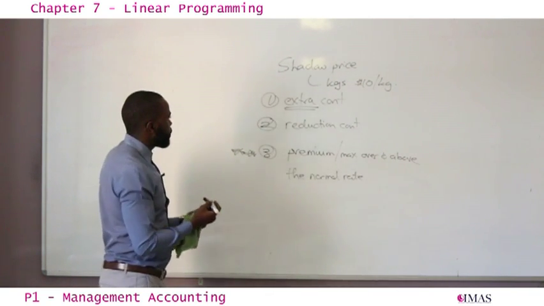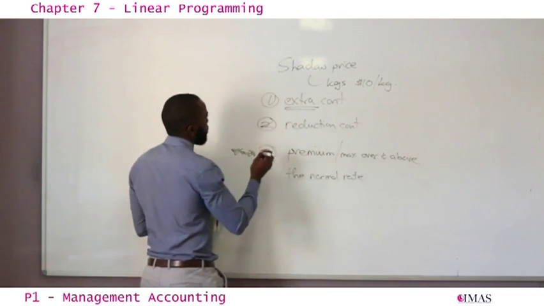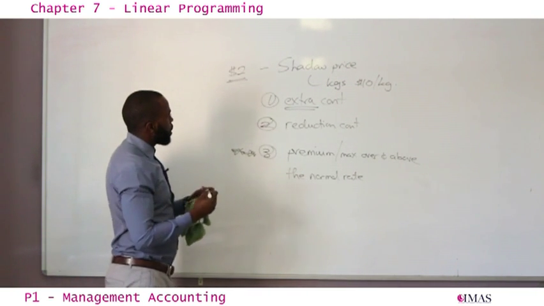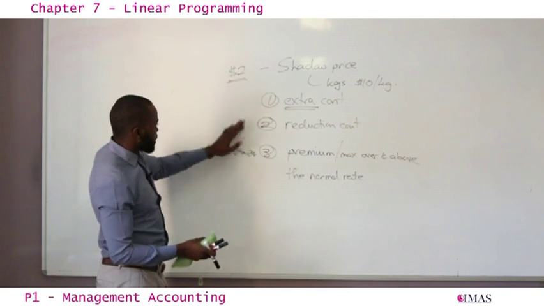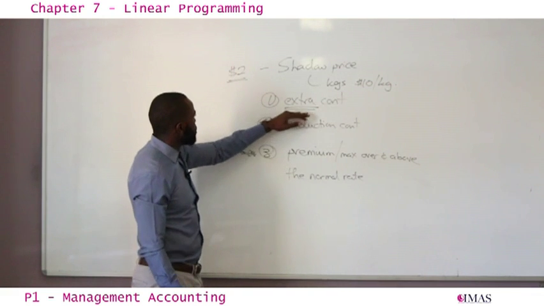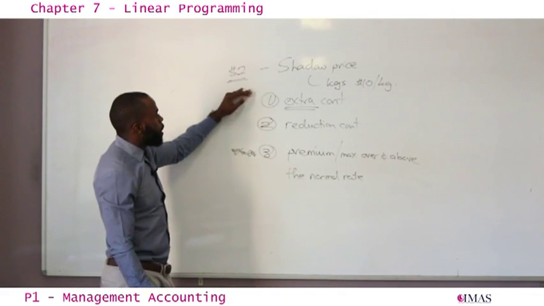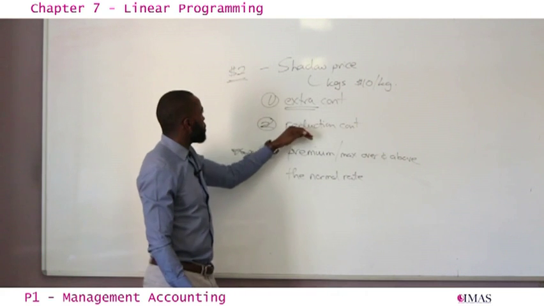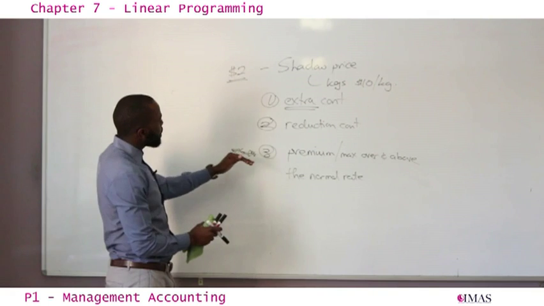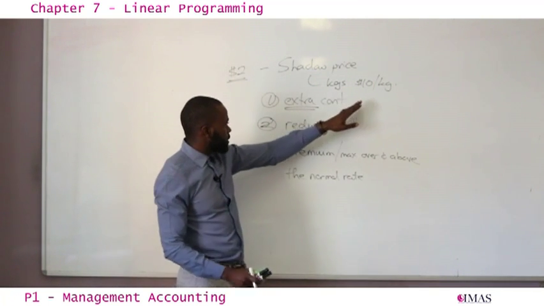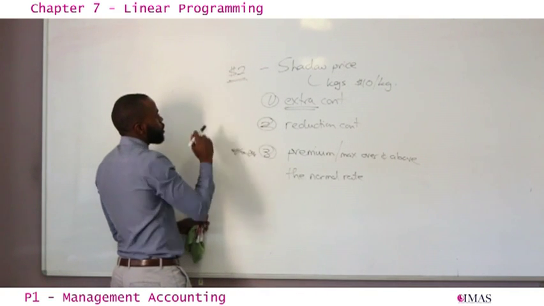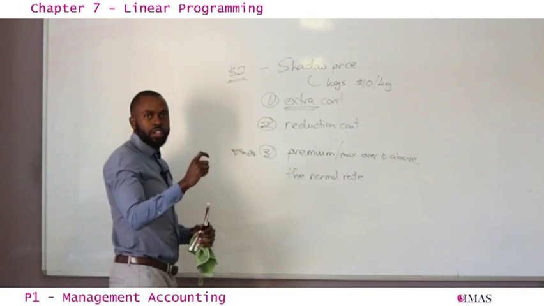So if our normal rate for labor is $10 per kg and our shadow price is $2, what it means is either you can explain it in the first way of saying if we have 1 more unit of this kg, our contribution is going to increase by $2. Or if we don't have that 1 kg, our contribution will reduce by $2. And the last way, we are saying we are prepared to pay $12 for this kg because it's only going to increase our contribution by $2. So we cannot pay more than $12.